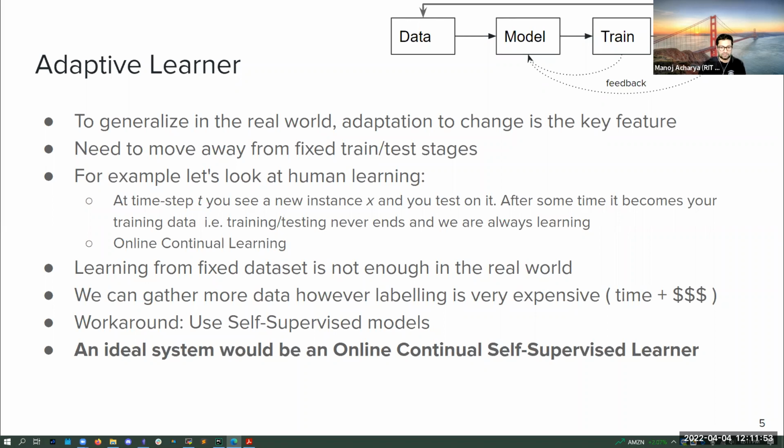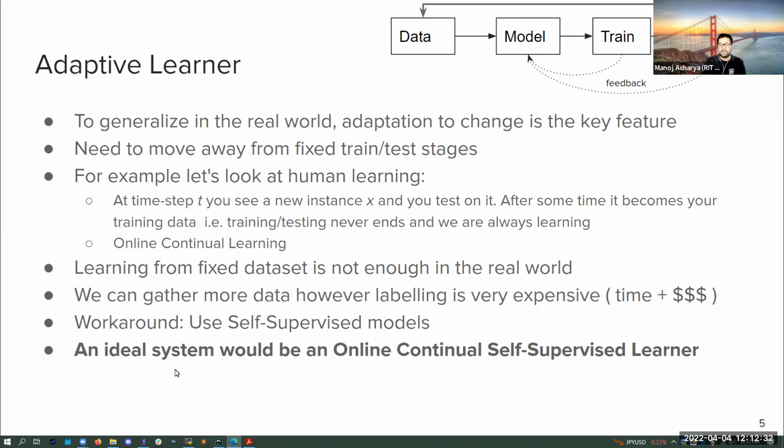In the past few years, self-supervised models have been up to par with supervised models, and that would be a good direction to move towards. So for this purpose, an ideal system would be an online continual self-supervised learner, right? So there are some elements of never-ending learning and also deriving supervision from within the data by itself. So we are not using human annotators labeling the data all the time.